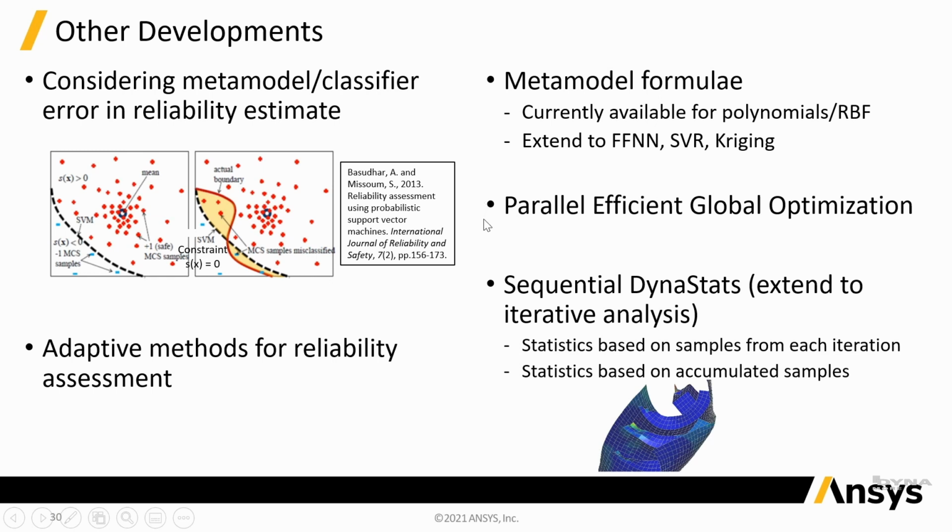We are also working on a parallelized version of efficient global optimization. We have efficient global optimization based on kriging already available in LS-OPT. However, the parallelization that we have is not ideal, so we are working on a much more improved parallel version of the algorithm. Also, there are some DYNAstats improvements that we are working on. Now that we have sequential Monte Carlo analysis, it makes sense to have that extended to DYNAstats as well, for instance.